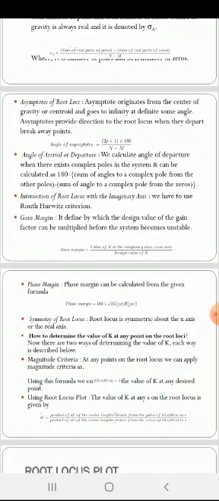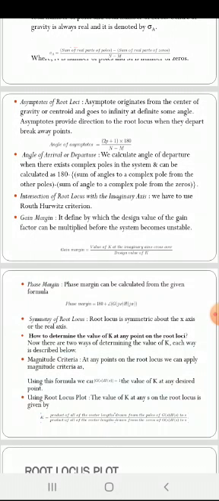Now, the question is how to determine the value of k at any point on the root loci. There are two ways of determining the value of k, and both are described below. Number one is the magnitude criteria, and the other is using the root locus plot. Magnitude criteria: at any point on the root locus, we can apply the magnitude criteria to find the value of k at any desired point.